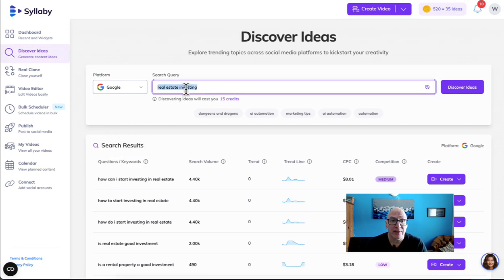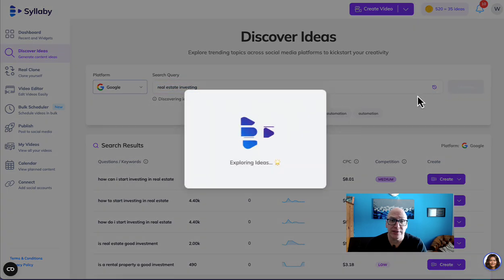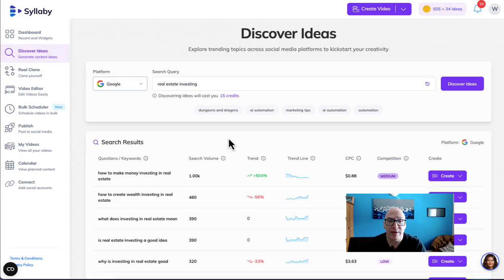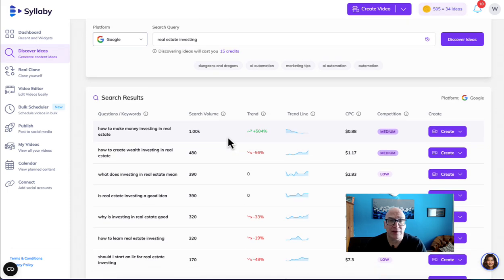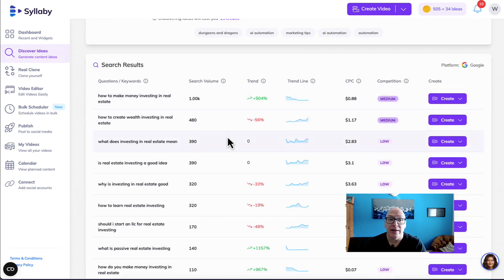Now we're going to put real estate investing here, and we're going to put it as if we were looking on Google. We'll hit Discover Ideas. It's going to go through the motions, and what it's going to do is find what people are looking for, how often people are looking at it, and trends.